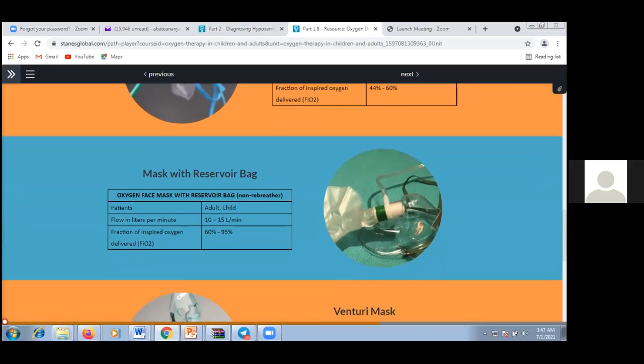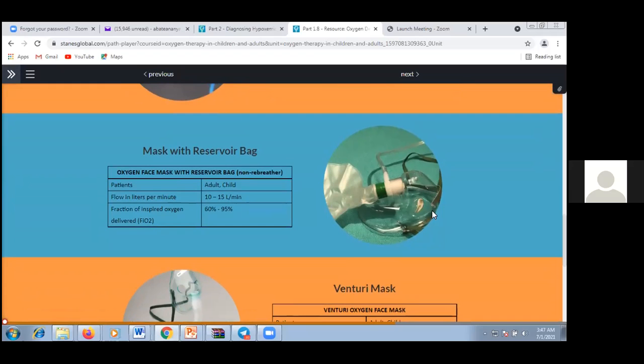Now, when you add a reservoir to the simple face mask, it becomes a mask with a reservoir. Application is in adults and children, and now you have to use a larger rate, 10 to 15 liters per minute, because the oxygen requirement is very high. When you fit this mask tightly to the patient, you can achieve FiO2 up to 95%. That's why a mask with a reservoir bag can deliver a high amount of oxygen.